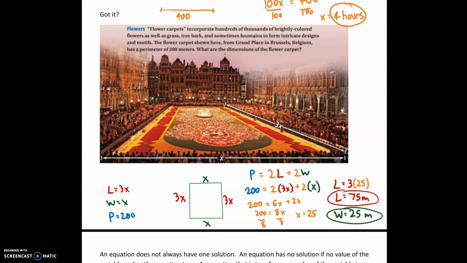We do want to be careful here, though. We want to make sure we're answering the question. If the question is asking, at the end, for the dimensions of the flower carpet and not just our variable x, we want to make sure we substitute that back in for our expressions for the length and the width. Our expression for the length was 3x, so 3 times 25 gives us 75 meters for the length. And our width was as simple as x, so if x was already 25, our width is also going to be 25 meters.